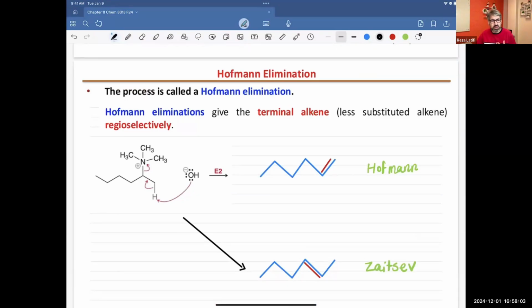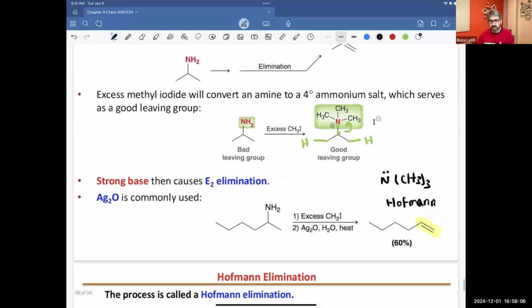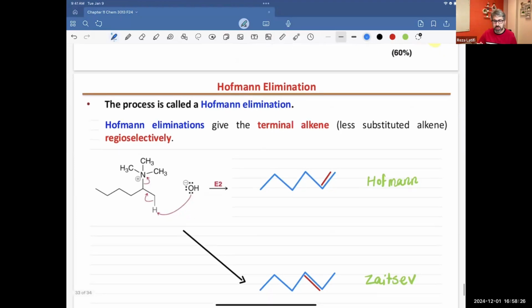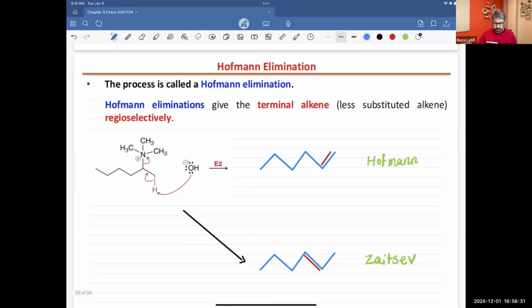So if we treat it with excess alkyl halide, we know we can turn it into a quaternary amine. And next step, if we introduce a strong base, it is going to run the reaction, and now we push the reaction through an E2 mechanism. So we get alkene as a final product, and if the double bond is terminal, it will be a Hofmann product. If instead of this beta 1 hydrogen, we go after beta 2 hydrogen, then we get Zaitsev product.